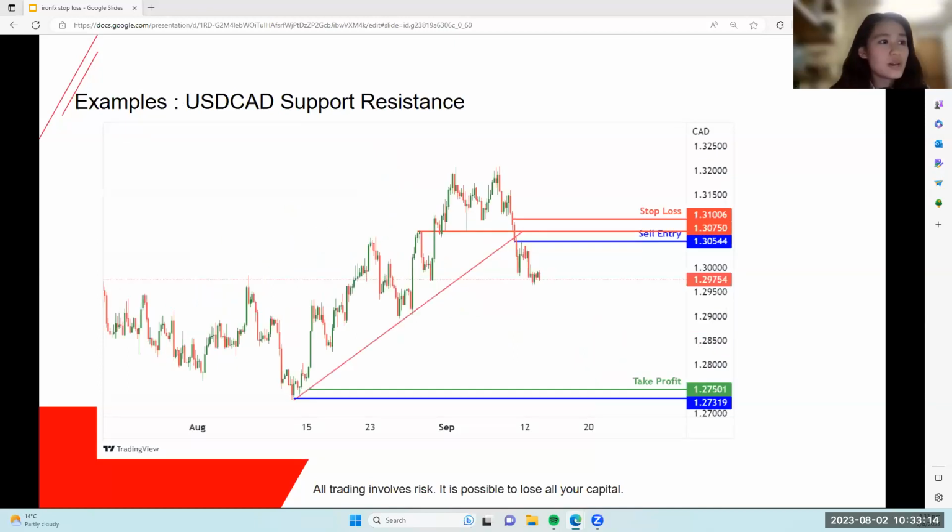Next example, we have once again a trend line. So trend line going upwards, price breaking out of it, then we go in for our sell entry. So going for our sell entry all the way, we're expecting it to move all the way downwards to our take profit.